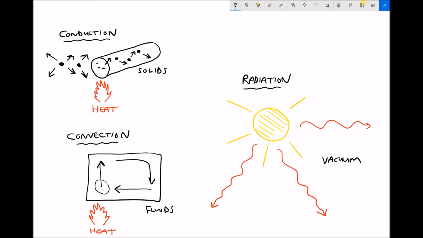Now, the third mode of heat transfer is radiation, and as mentioned before, any hot body will radiate heat in the form of electromagnetic waves, and this doesn't need either a solid or fluid medium to occur. So let's refer back to the question.